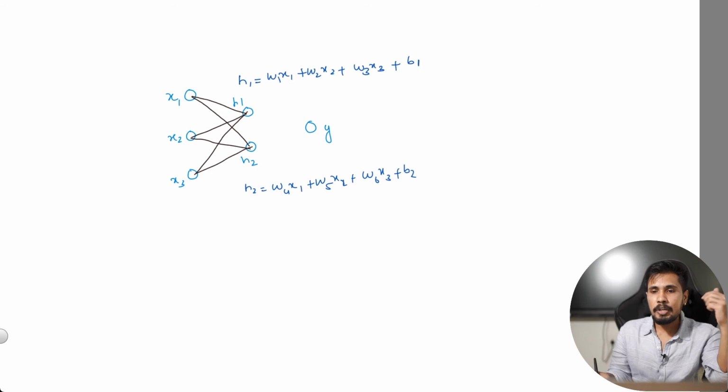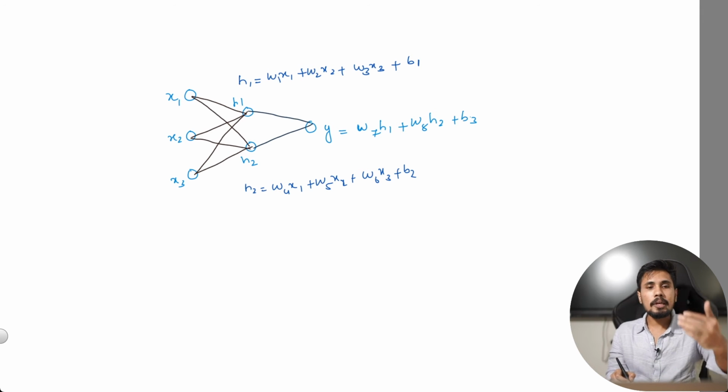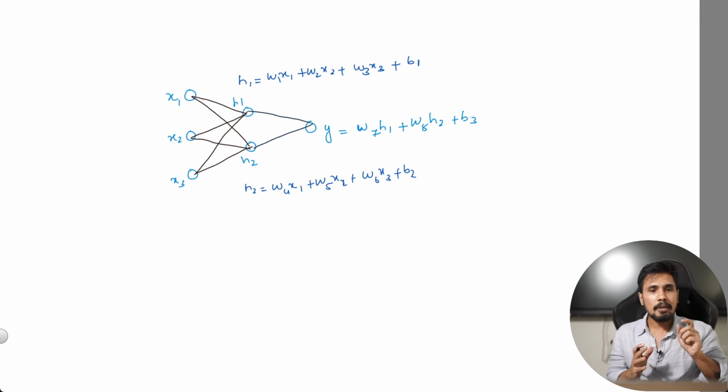Once we have that, we need to send the signal from the hidden nodes to our output node. So the equation at your output is y equals w7 h1 plus w8 h2 plus bias 3. This is the equation you would use in a very simple linear regression model. So it is not a linear regression model. This is a neural network, we can say.